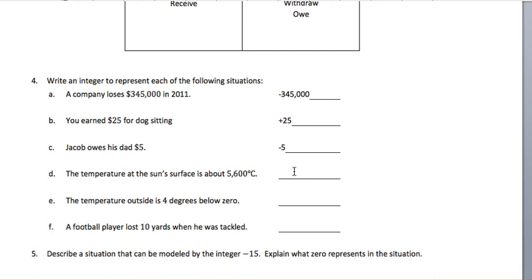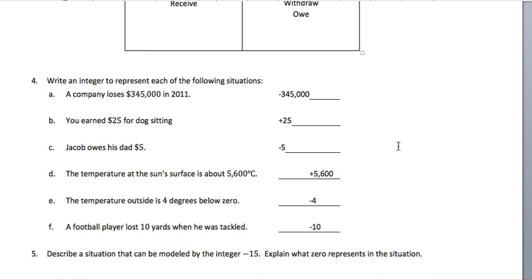Temperature at the sun's surface is about 5,600 degrees Celsius. That's very hot, and it's a positive number. Temperature outside is 4 degrees below zero, and that's a negative number. A football player lost 10 yards when he was tackled is also a negative number.